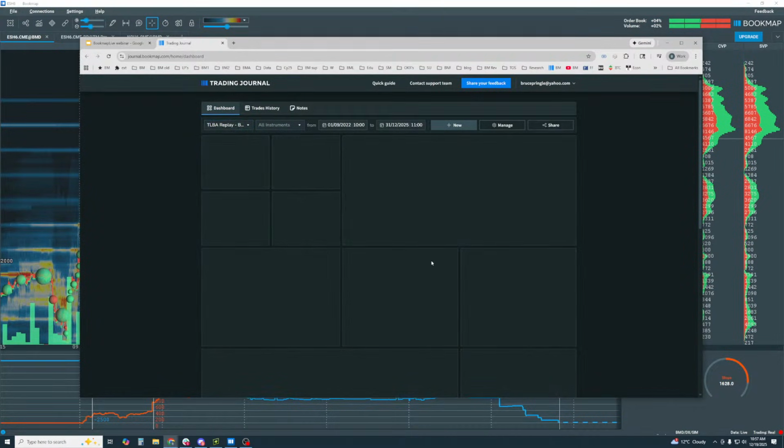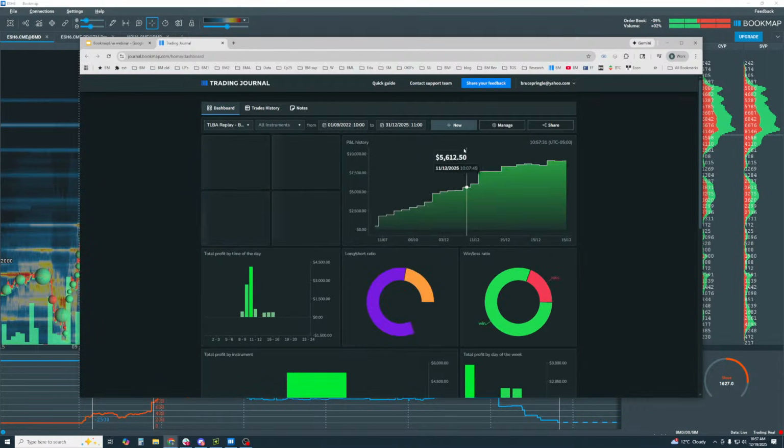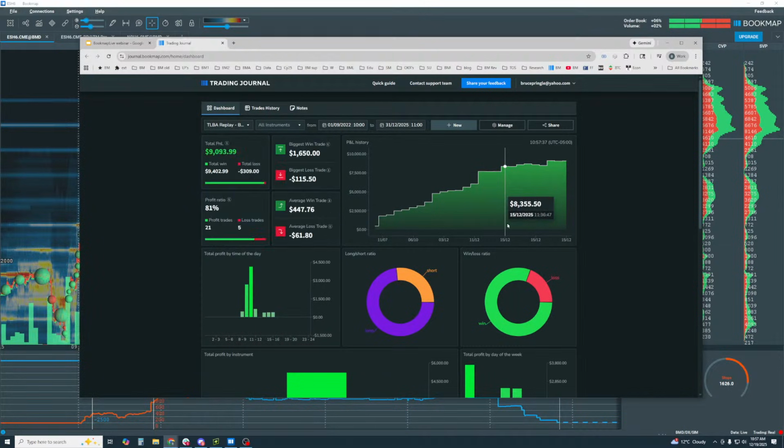Here it is. Okay, so this is the one I've been demoing just recently. I don't have many trades in here, which is fine. Actually, I'm starting to build it pretty nicely here. I got 26 trades in here.